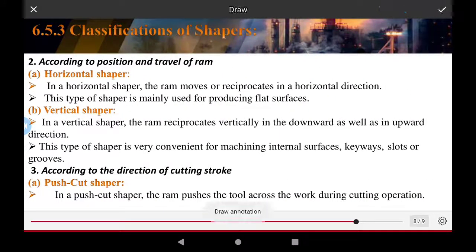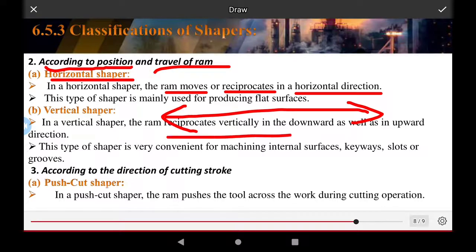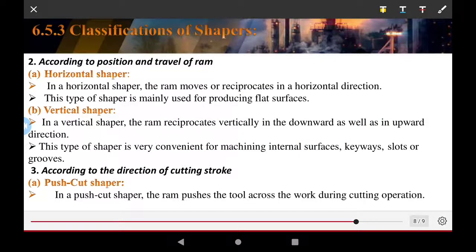Classification of shaper machine according to the position of travel of the ram. Horizontal shaper: in this horizontal shaper the ram moves reciprocating in the horizontal direction. This is the horizontal direction of the ram, moving in the forward direction of motion.